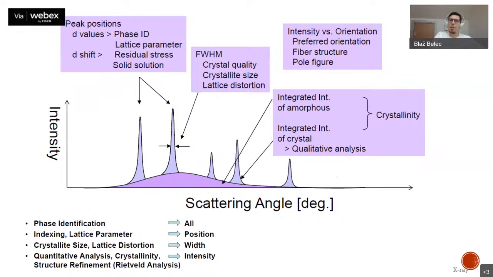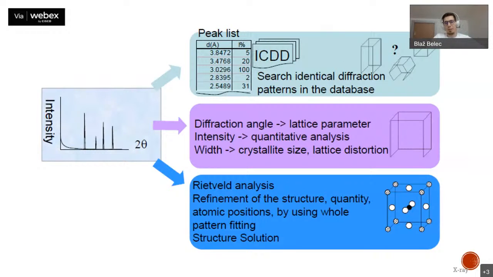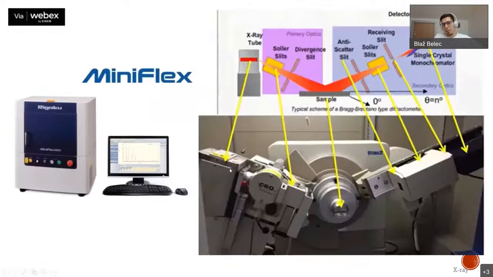So from XRD, we can basically really analyze our sample through the whole range. Also, here is again one representation of what we can do. First we look at the peak list, so we identify our sample from the database. Then we get lattice parameters, quantitative analysis, crystal size, lattice distortion, and with some methods, we can also define the crystallite size, and the quantitative, so how much of each sample we got in our mixture. So this is one representation of the XRD.